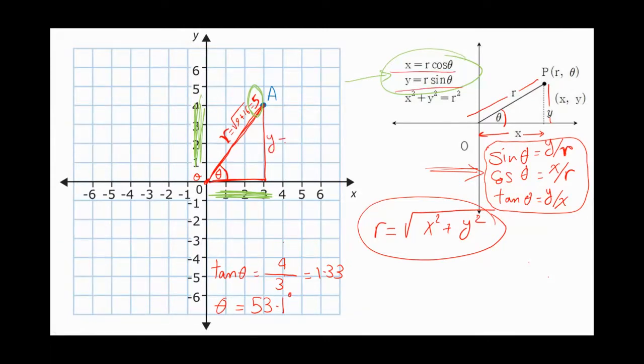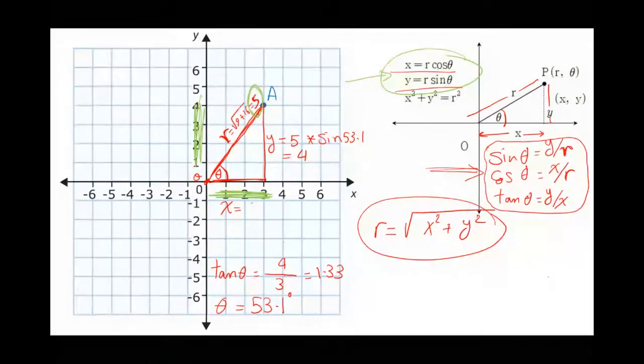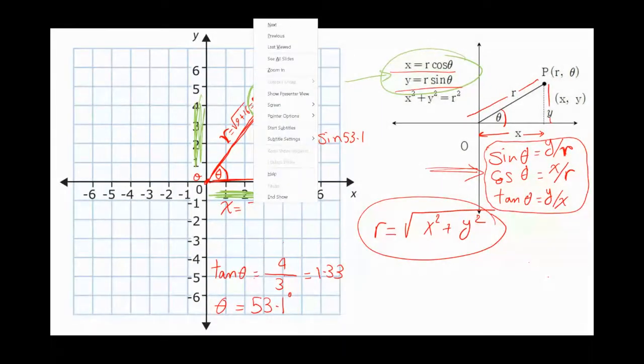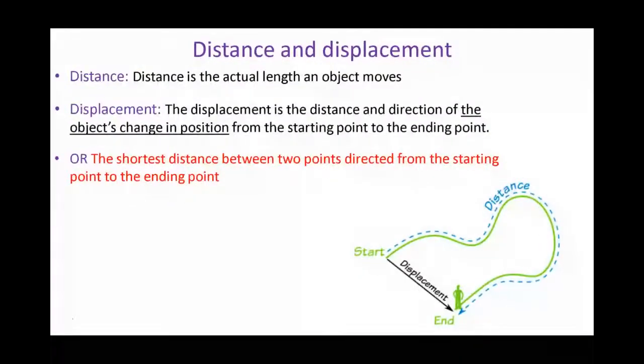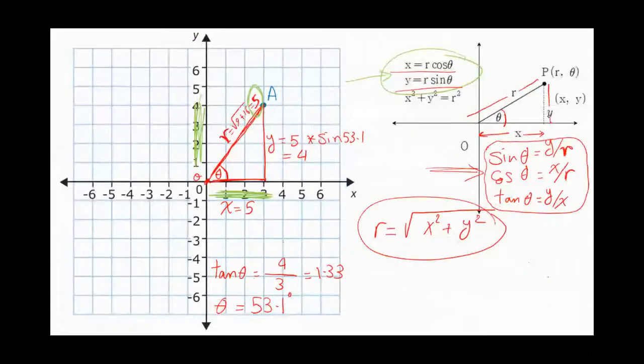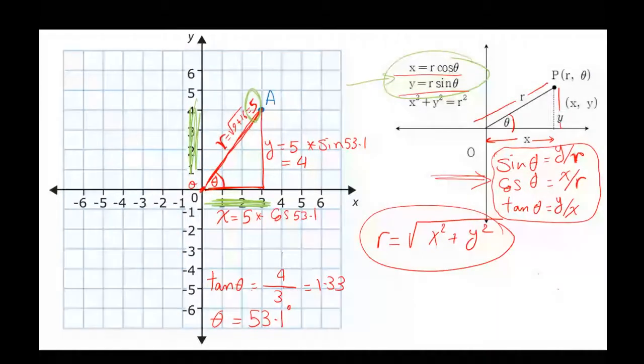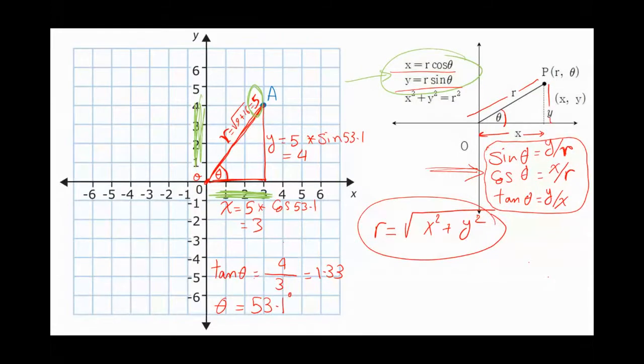So y here equals r times sine theta, 5 times sine 53.1, which will almost give you 4. And x equals r cosine theta, r is 5 times cosine 53.1. That's almost 3. Okay, so that's how we convert from the polar to the rectangular or the Cartesian, and vice versa. Okay, do you have any question on this one? I think it's easy.